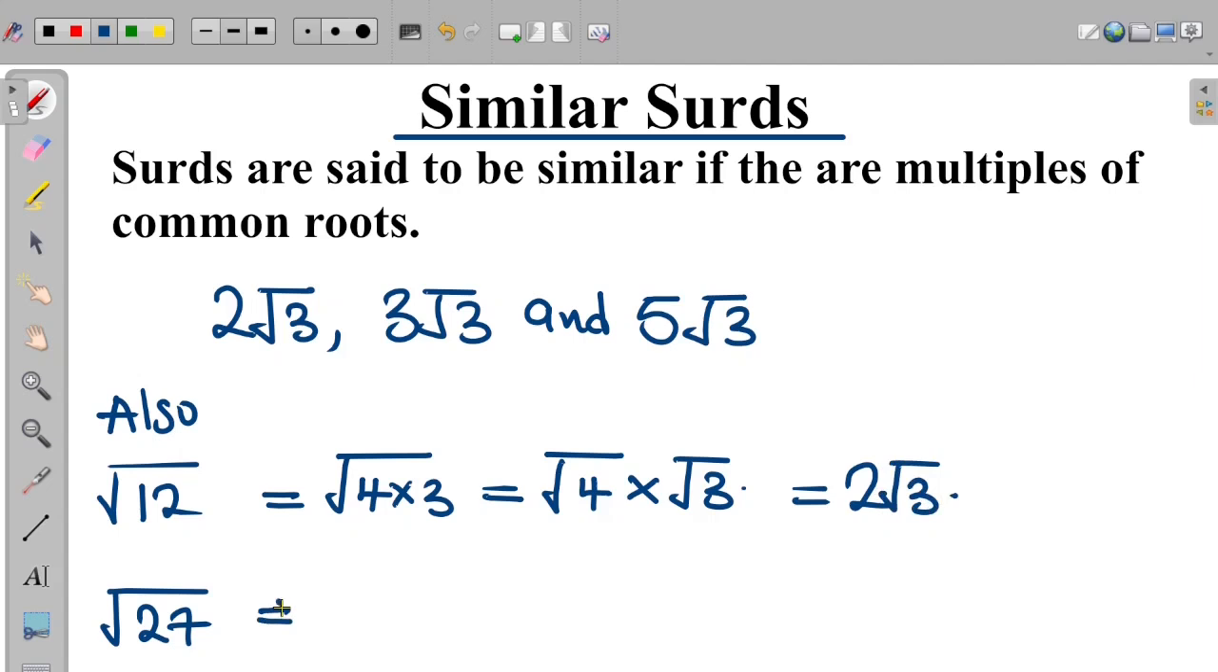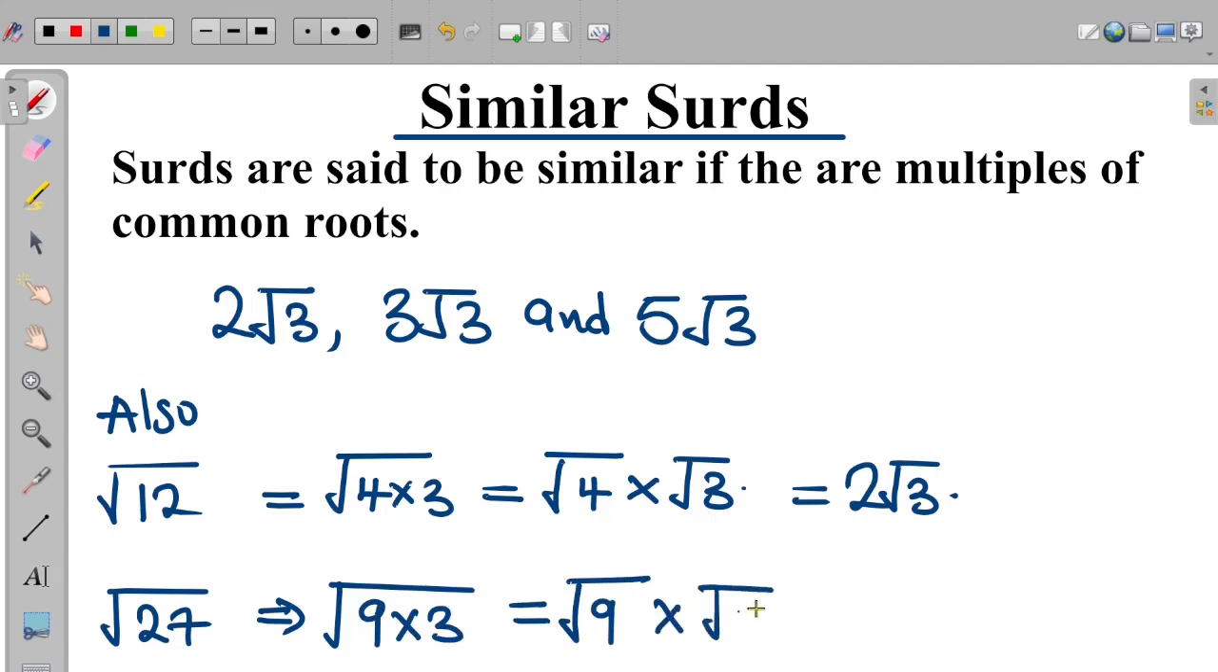Also, we have 27, and 27 can be expressed as a product of its factors. So we have 9 times 3, and this becomes root of 9 multiplied by root of 3. And 9 is a perfect square, so root 9 is 3. So we have 3 multiplied by root 3. So at this point, we have found that surds are said to be similar if they are multiples of a common root.